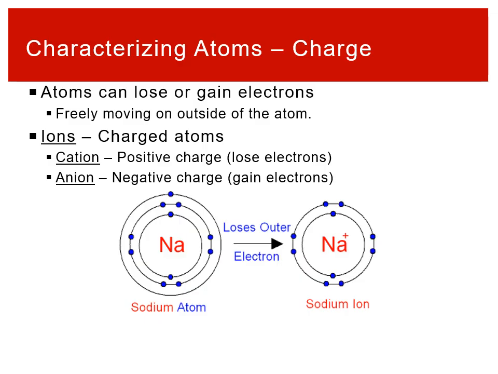That number can change, and you create what's called an ion. Ions are just charged atoms, and they can be either positive or negative. Cations are positive and anions are negative. So we do want to remember that.